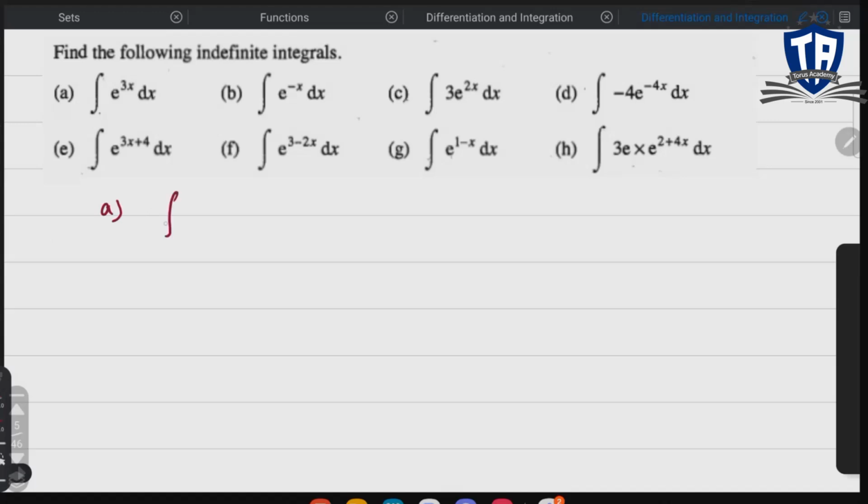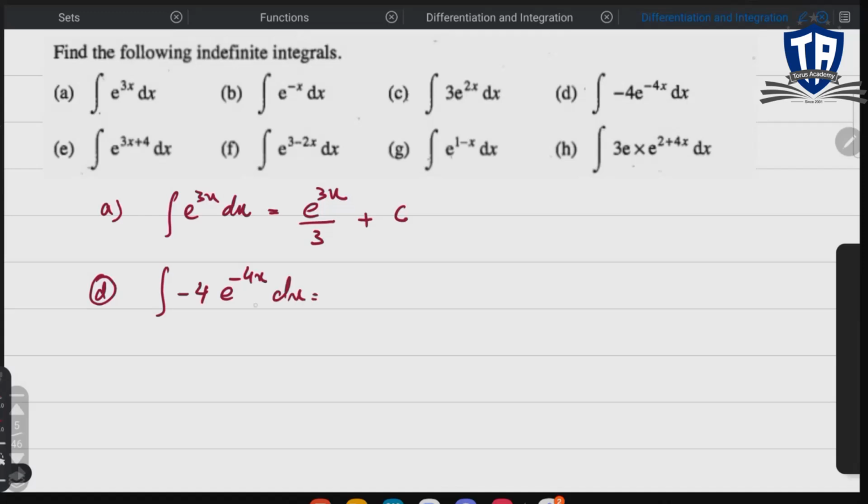Part A is integral e power 3x dx. The rule is very simple. Write the exponential function as it is, take the derivative of the power, and it would be 3. Just divide it in case of integration. Part number A, done.